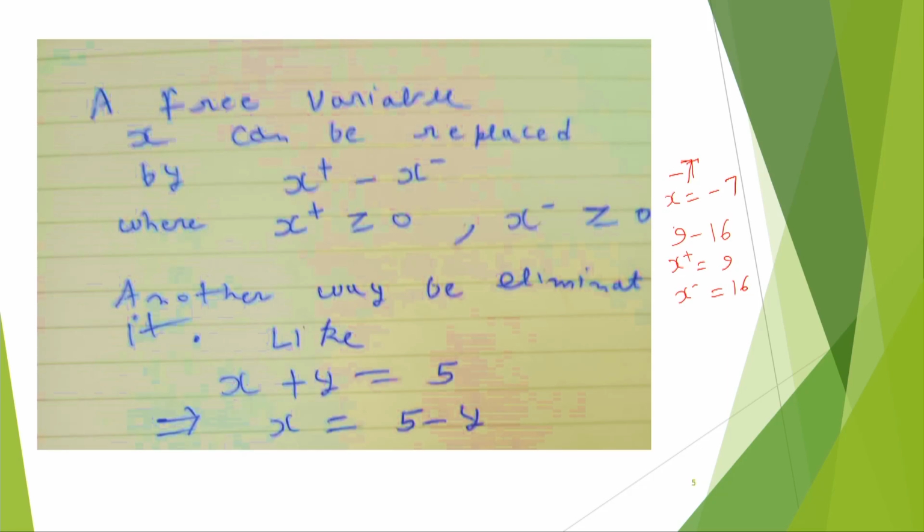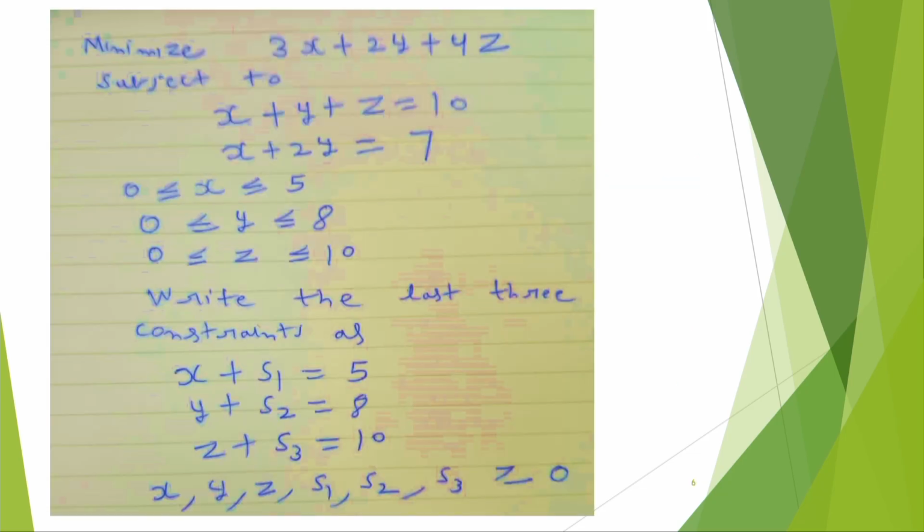That means you have introduced one extra variable. Instead of one, now there are two variables. But another way is to eliminate it somehow. Suppose x is unrestricted and you have x plus y is equal to 5. So you can say x is equal to 5 minus y. Now y may be greater or equal to 0. So another way is the replacement also.